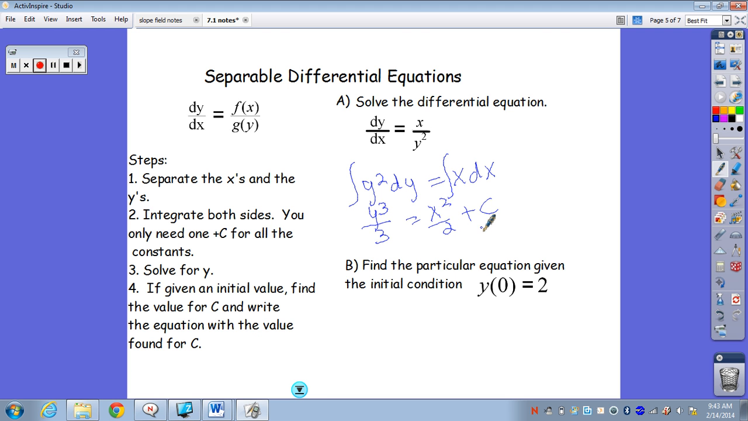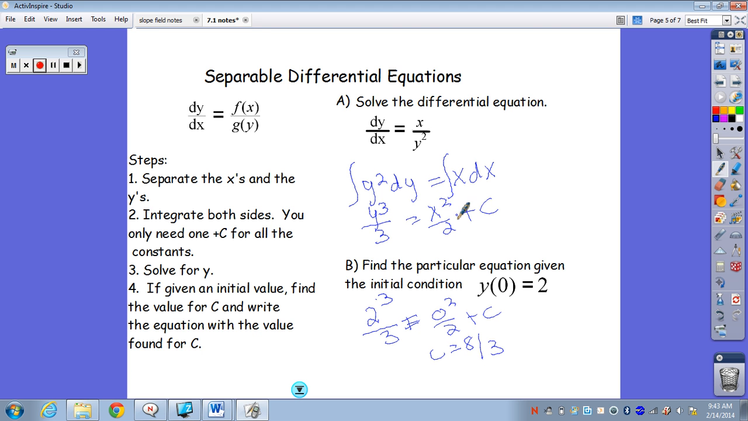And then we usually solve for y. What I'm going to do first, because it says find the particular equation, is plug the point into here and find c, because it will be easier at this point. It depends on the equation when it's easier to plug in c. So here I'm going to plug in 2 for y and 0 for x. And so c is just 8/3.